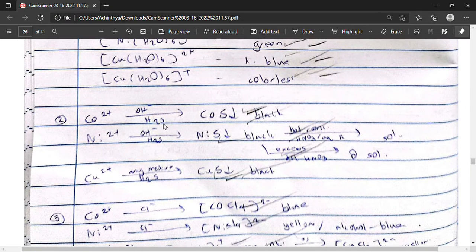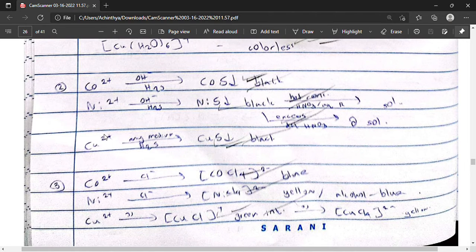Let's talk about passing hydrogen sulfide gas into this. The cobalt ion will react with hydrogen sulfide gas in basic medium to produce a black precipitate, cobalt sulfide. Nickel will do the same and also form a black precipitate, which is nickel sulfide. And nickel sulfide is soluble in hot concentrated nitric acid or aqua regia, while it is partially soluble in excess dilute nitric acid also.